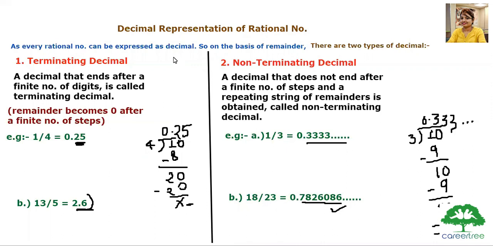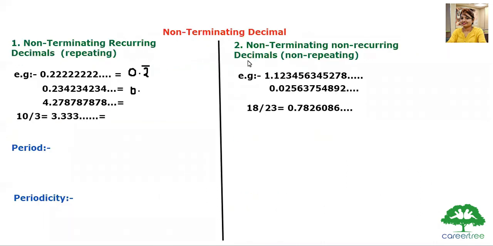Now again, this non-terminating decimal has two types. The first one is non-terminating recurring decimal. The second one is non-terminating non-recurring decimal. Non-terminating recurring decimal is also called non-terminating repeating decimal. What is this?